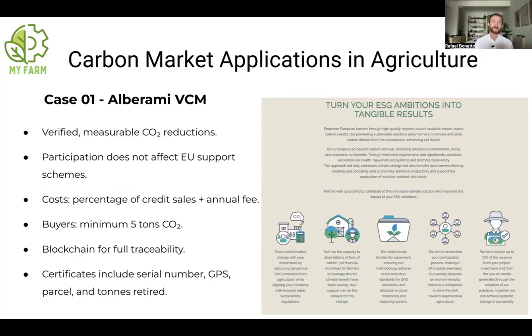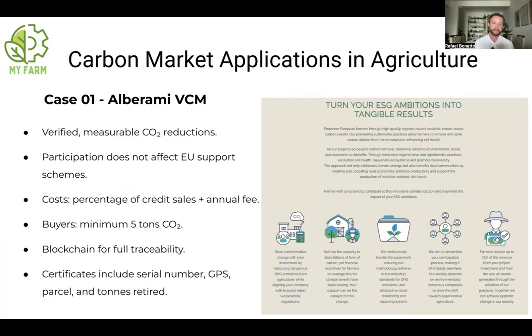Other thing, the costs: a percentage of the credit sales plus an annual fee goes to Alberami, okay? What does that mean? Remember that Alberami is a carbon developer here. They must allocate technicians to go to the farm. They must allocate technicians to collect the soil, send the soil to the laboratory, make the analysis and come up with the results. Alberami will be helping the farmer in drafting the monitoring and helping the farmer monitor. So to cover those costs, they ask for a percentage of the credit that will be sold at the end of the year, plus an annual fee for management.